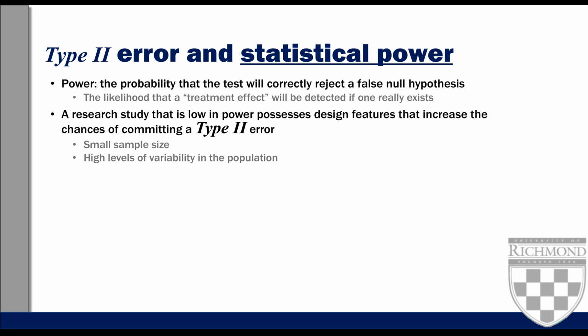It makes it more likely that we'll commit a type 2 error. High levels of variability in the population. If we're dealing with subjects that are really different from one another, that introduces noise into our experiment. In animal studies, researchers frequently will be very careful about the strains of animals that are used in the study. Why? Because if you introduce different strains, then you get variable behavior. If you get variable behavior, it's hard to find an effect.